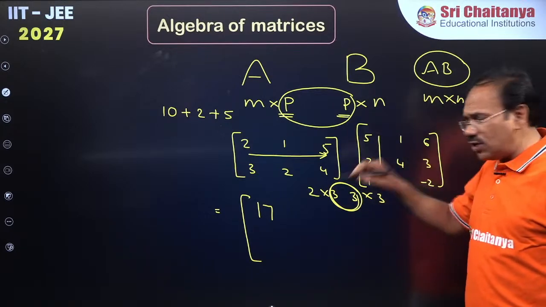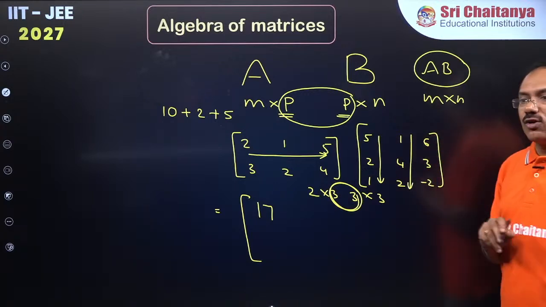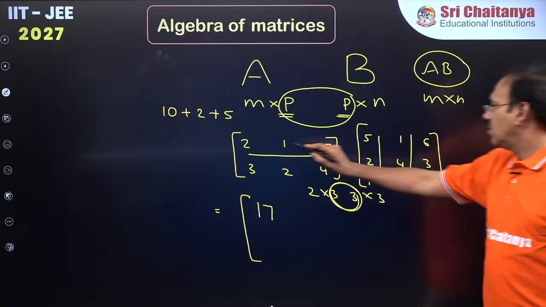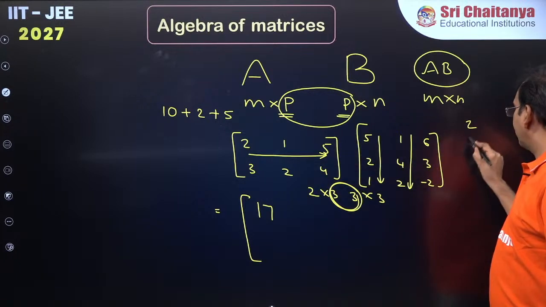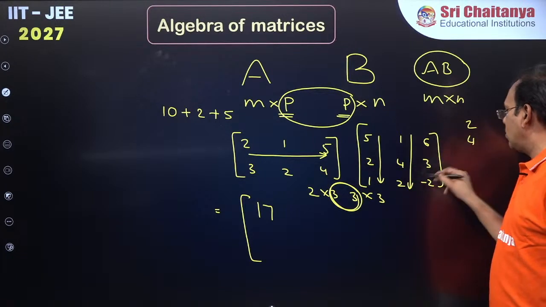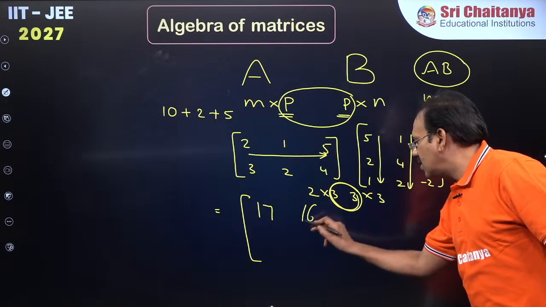Then next continue with first row. Then go to second column. Start 1 into 2, 2 plus 1 into 4, 4 plus 5 into 2, 10. So you will get 16.